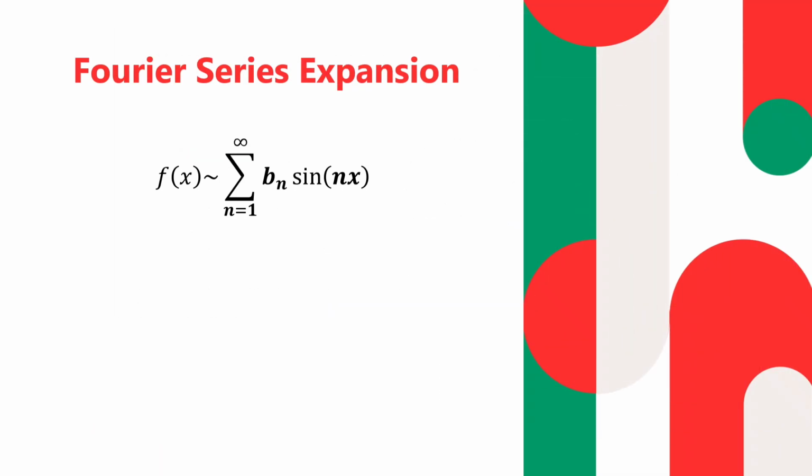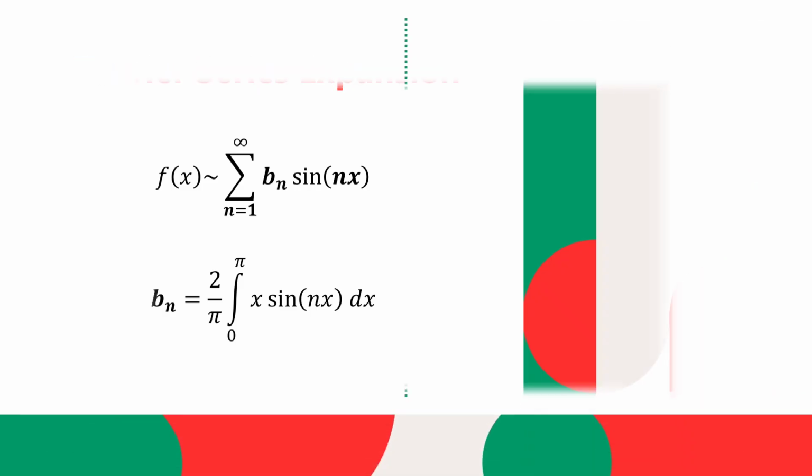Now we'll make use of the Fourier series expansion of our f of x, which can be presented as a sum from n equals 1 to infinity of the Fourier coefficient bn times sine of nx. And bn, the coefficient, can be represented as 2 over pi times the integral from 0 to pi of x times sine of nx dx. So we get to the calculation of that integral.